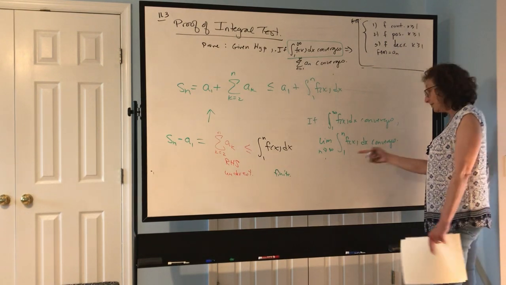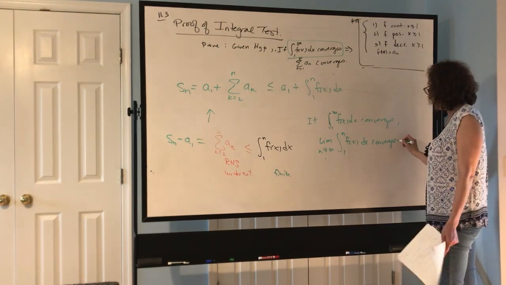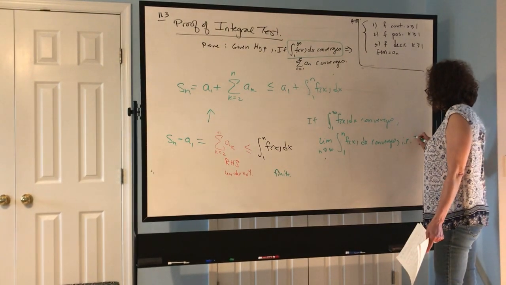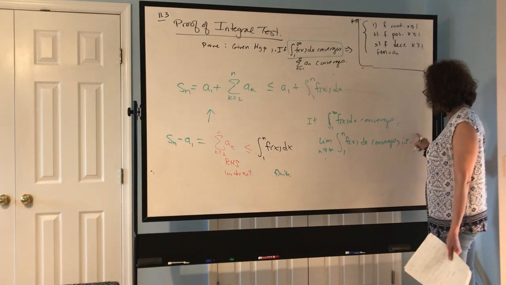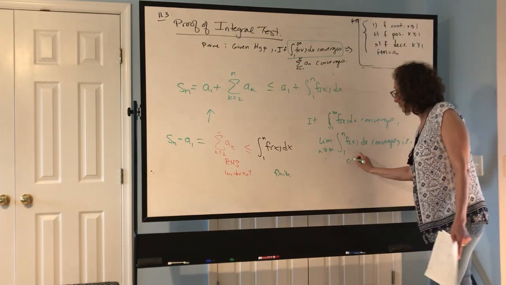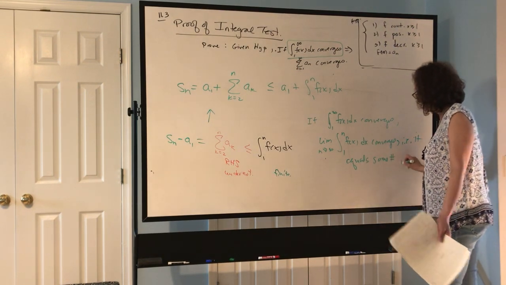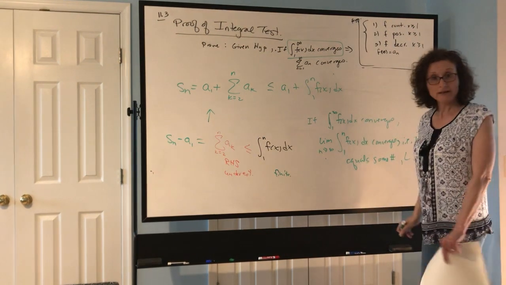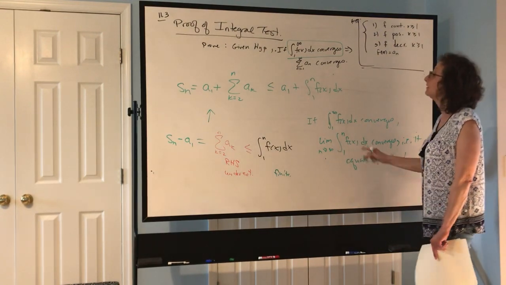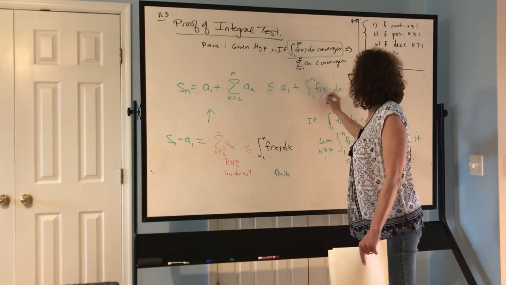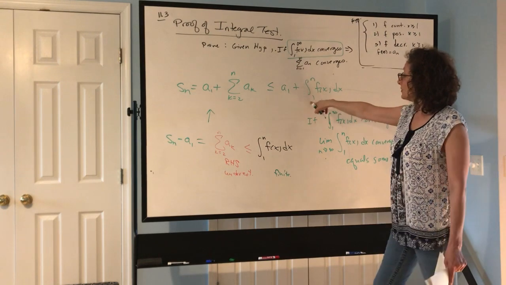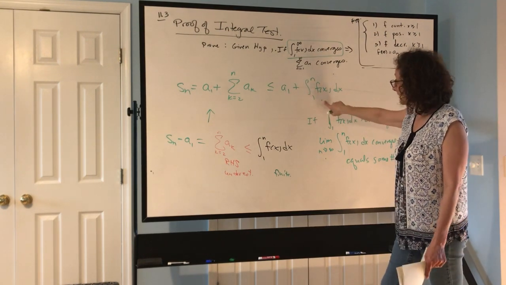What does it mean for that limit to converge? It means it's finite, some number, we don't know what it is right now, we'll call it L. It has limit L, yeah? So this thing, if we take the limit as n goes to infinity of that piece, that guy goes to L.